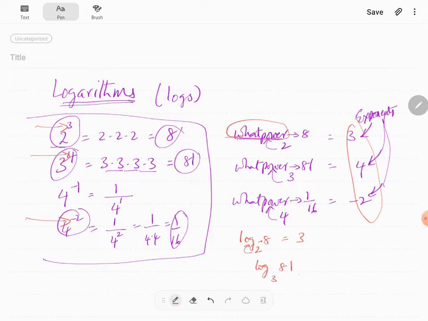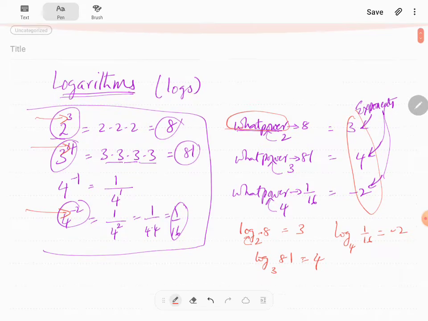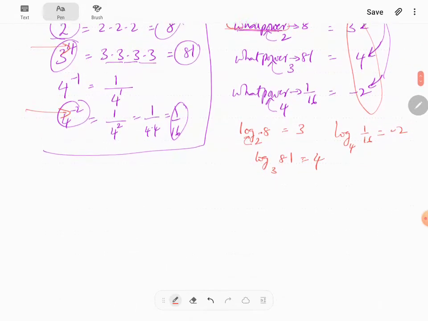So when I say log 81 to the base 3, I'm asking you 3 to the power of what is 81, and you should be saying 4. Likewise, log 1/16th to the base 4. In other words, I'm asking you 4 to the power of what is 1/16th? It is negative 2, right? So now you know what logs are. Logs are evaluating to the exponents, right? So keep this in mind and we'll go further.